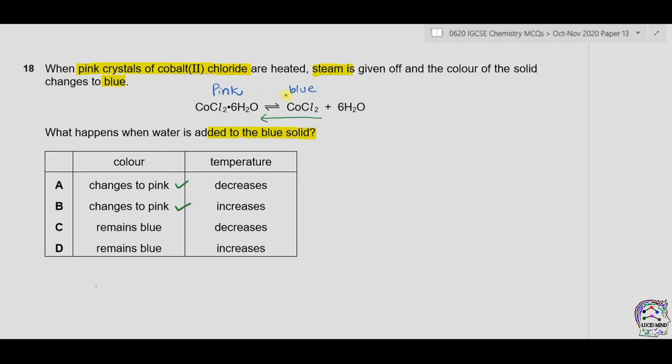Now the forward reaction is endothermic as pink crystals are heated. So therefore the reverse reaction will be exothermic in nature, and in exothermic reactions temperature increases. The correct option is therefore B.